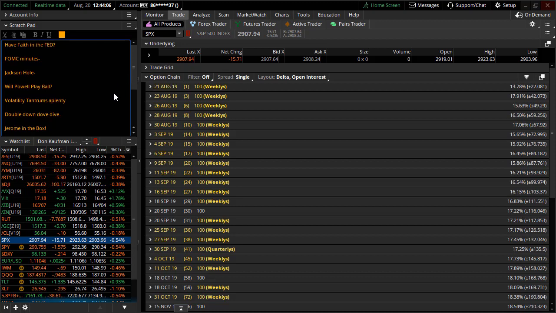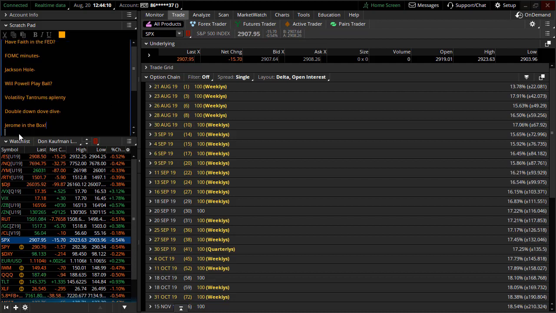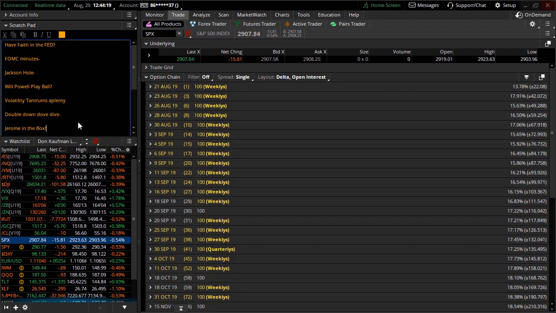So what did he do? Painted himself into a little bit of a corner. It's actually what I term Jerome in the box. I couldn't think of anything better than that, but Jerome in the box. So you wind him up and once in a while he pops out and he goes, surprise, interest rate cut. You got a Jerome in the box right now and you're going to figure out real quick if he's going to play ball. And between now and then, we're going to have volatility tantrums aplenty.